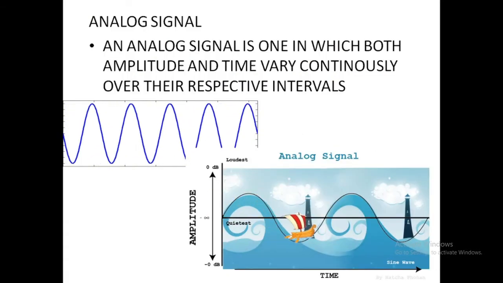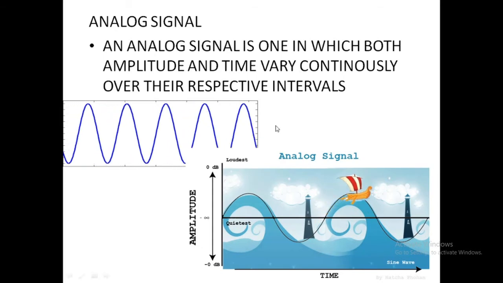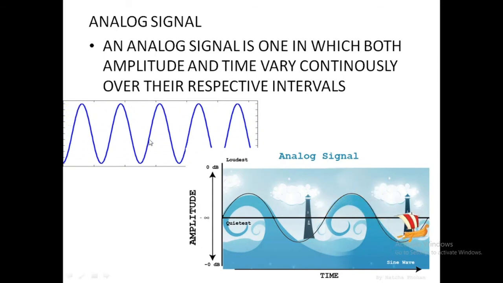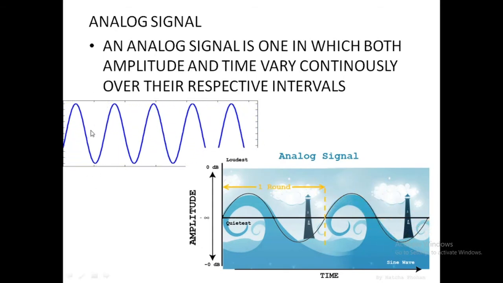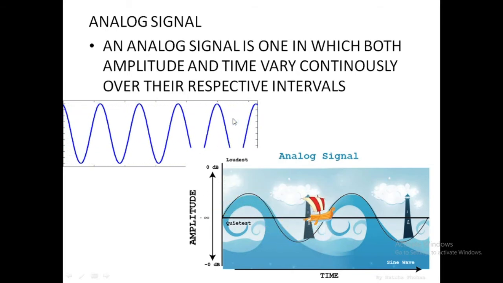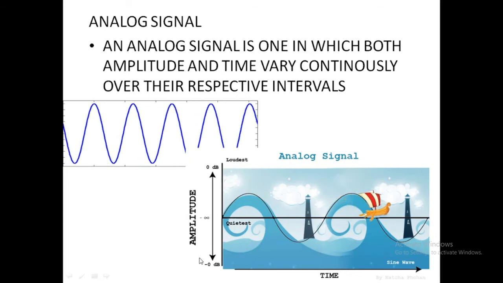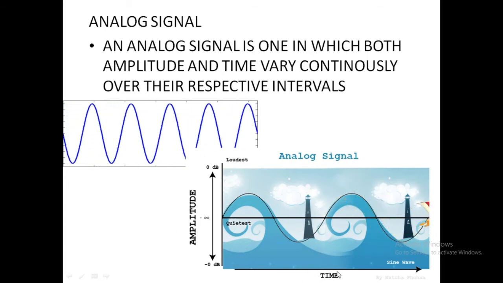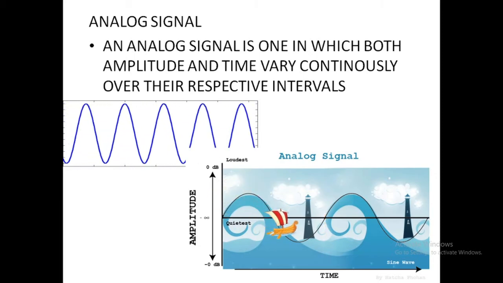First of all, what is an analog signal? An analog signal is one in which both amplitude and time vary continuously over their respective intervals. Here, the amplitude and the time are continuously varying, meaning it is a continuous varying function.